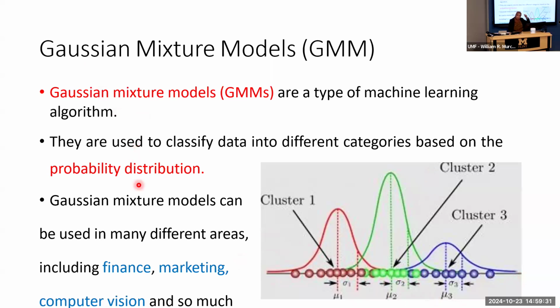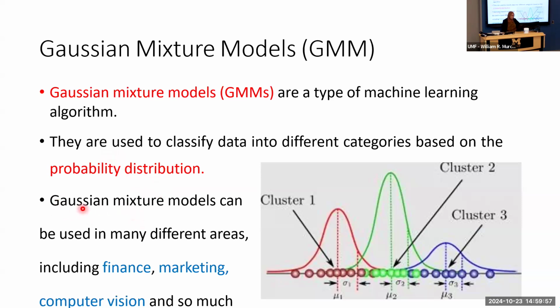Whenever we are seeing things, keep in mind what this can make me remember, for example, in the case of K-means. This type of algorithm is used to classify data into different categories based on probability distribution, because the key of this one is probability distribution. For the case of K-means, what was the key? Distance, which is the similarity measure, right?